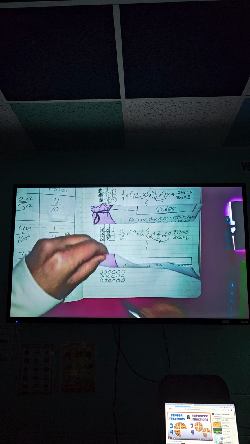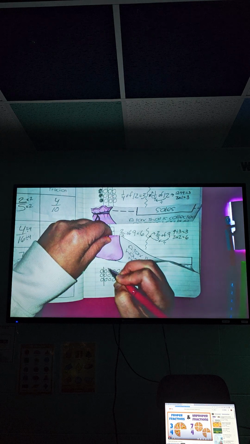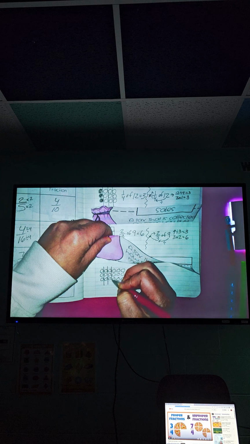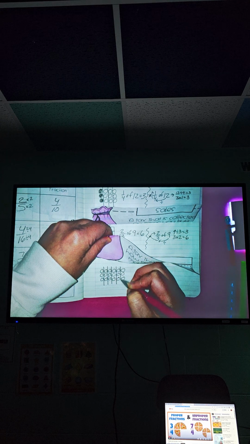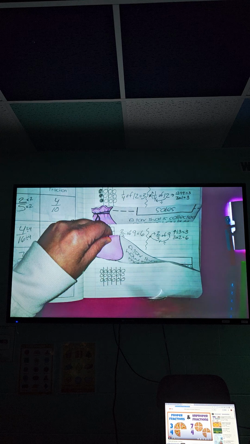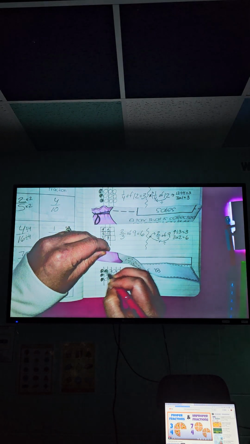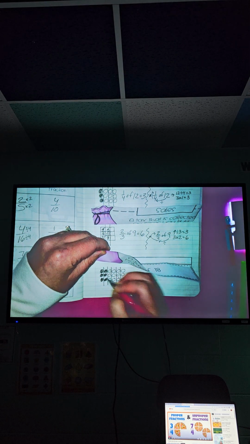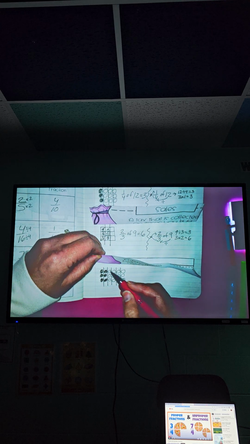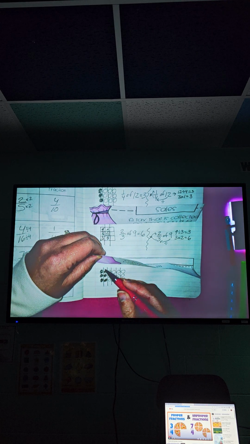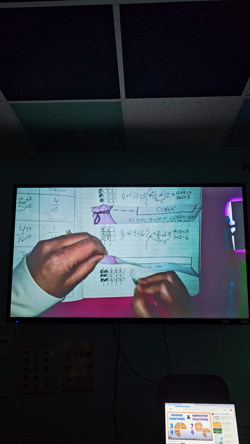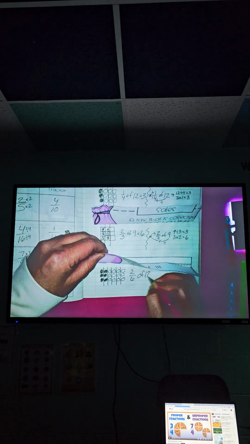And let's see. So divide your circles by 6. So 1, 2, 3, 4, 5, 6. There's our 6. And we need to shade 2 of those 6. It's not 2 circles, it's 2 6. Not just the 2. I don't want you to be confused by that. It's not 2 circles, it's 2 6. And within those 2 6 is 1, 2, 3, 4, 5, 6. So 2 6 of 18 equals 6.